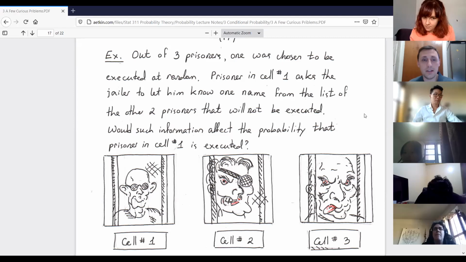Who is this information going to affect the probability of being executed or not? And then, of course, that involves thinking carefully, what is it that we're talking about when we speak of probabilities?